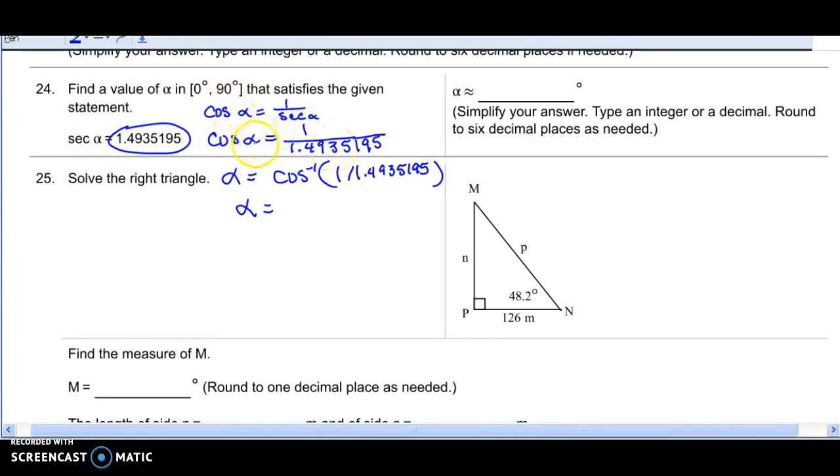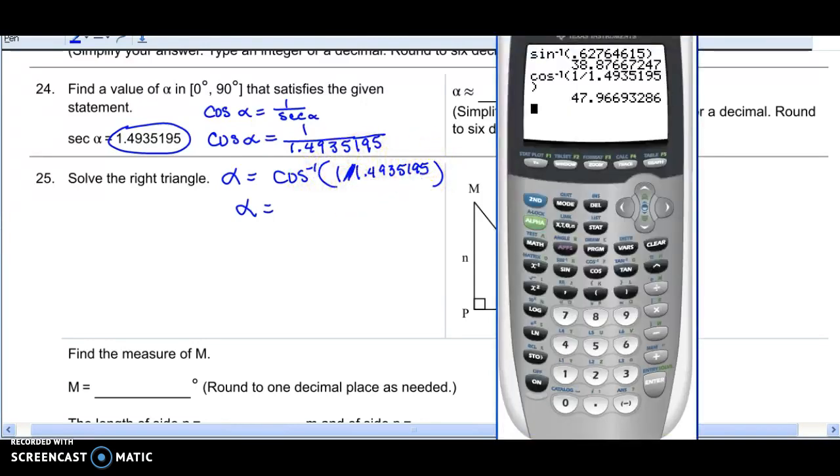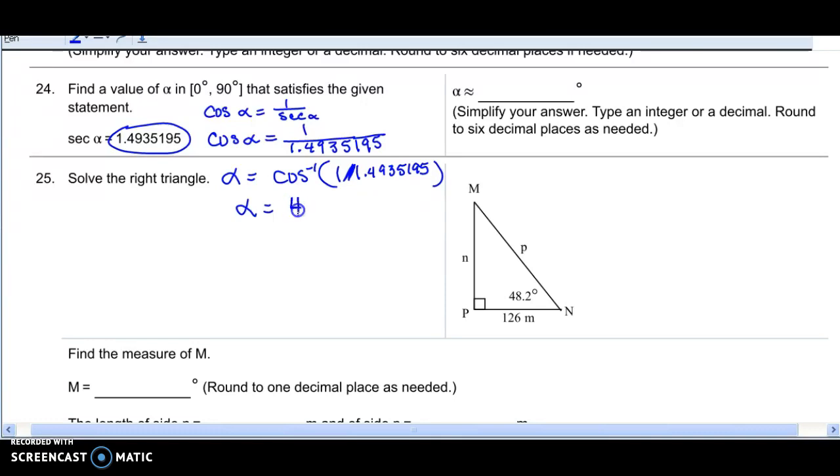Now that it's written in terms of a cosine, then we deploy the inverse cosine of that result on the right, 1 divided by 1.4935195. It's the cosine of that amount, and when you put that in your calculator, you should get 47.97 degrees. And again, I'm just rounding to 2, even though it says 6, you're welcome to put 6.